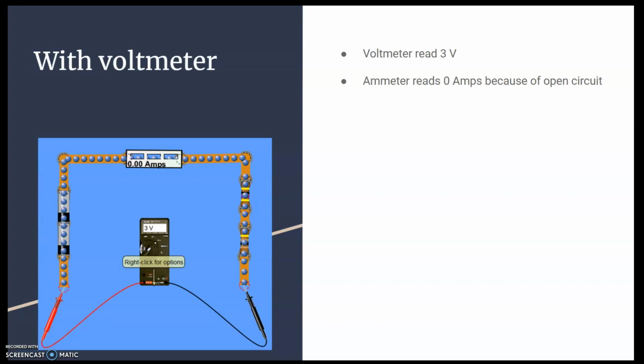Part 2 tells us to replace one of the ammeters with a voltmeter. The voltmeter reads 3 volts, because that should be the total. The ammeter reads 0 amps because it is an open circuit.